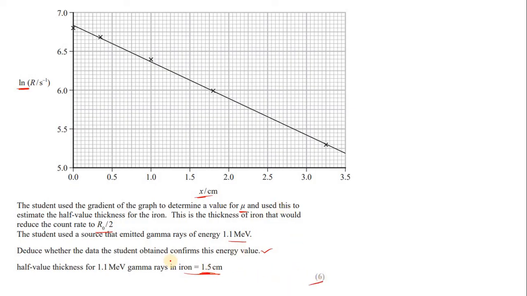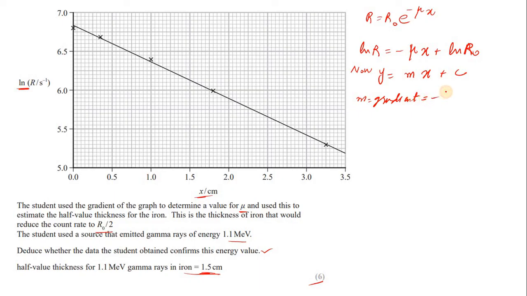First of all, this is a 6-mark question. What is the idea? We have the formula R equals R naught e to the power minus mu x. You can use the concept of logs to rewrite this equation as ln R equals minus mu x plus ln R naught. This equation can be compared with y equals m x plus c. That means m is the gradient, which is equal to minus mu. So we find the gradient of the graph, from this graph we find mu, and we use this mu to figure out the value of x from the original equation, and we compare x with this.